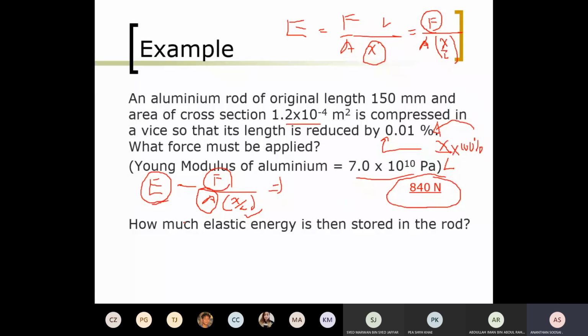Next, how much elastic energy is stored in the rod? How much elastic energy is stored? So what is the elastic energy formula? It is half of Fx. That's it. So recall back. Get me the answer.